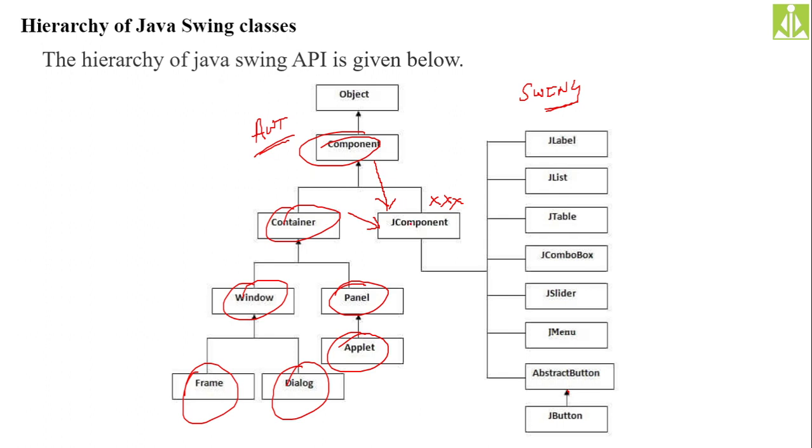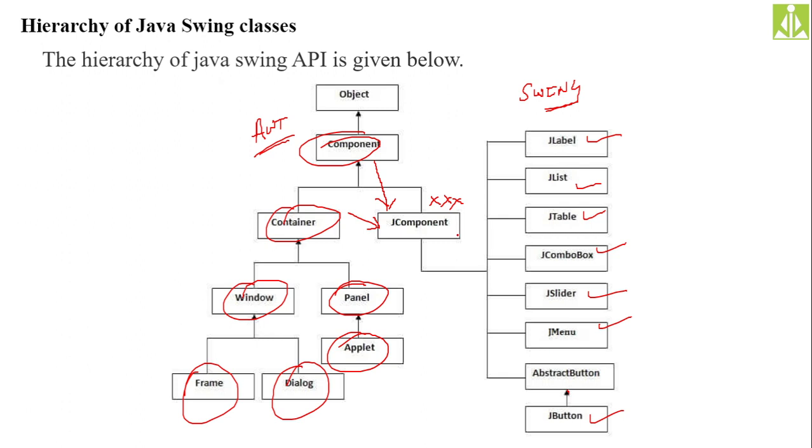Whenever you inherit your current class from an existing class, you inherit all the properties of the existing class, and you have the flexibility to add more features to your current class. So that same thing is achieved over here. They inherited the component class, and whatever problems we had inside that component class, they tried to overcome all those things. Okay, so whatever components we have inside this Swing API, like label, list, table, combo box, slider, menu, button, they are all subclasses of the component class only.